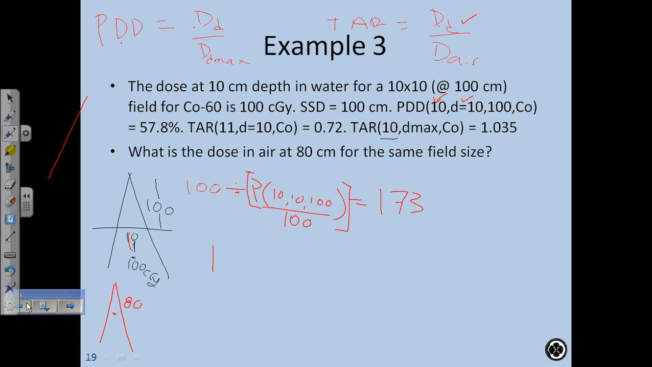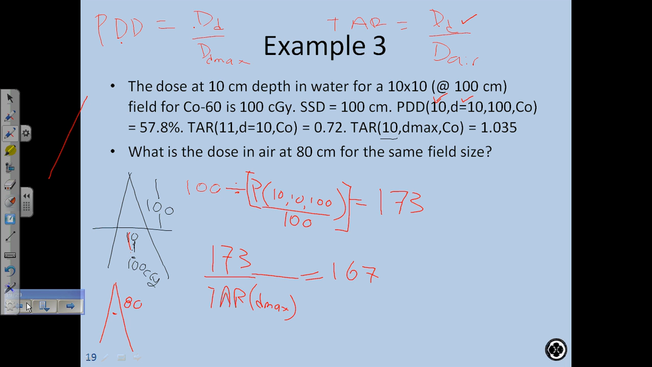So then 173, did you say we divide or multiply? Divided by TAR of Dmax. And what's another name for TAR of Dmax? The BSF. So what do I get? 167. Does it make sense that we went from 173?